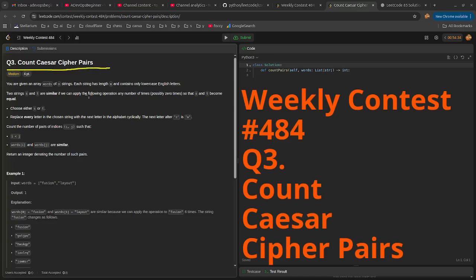LeetCode Weekly Contest 484, Question number 3: Count Caesar Cipher Pairs. We want to find the pairs of similar strings.